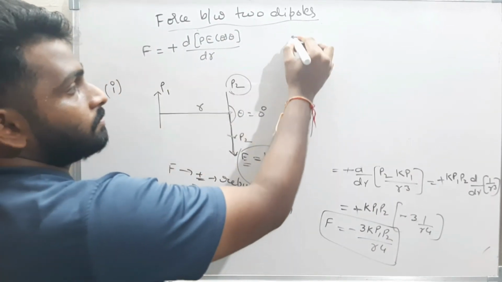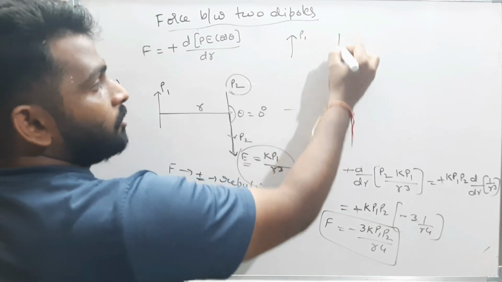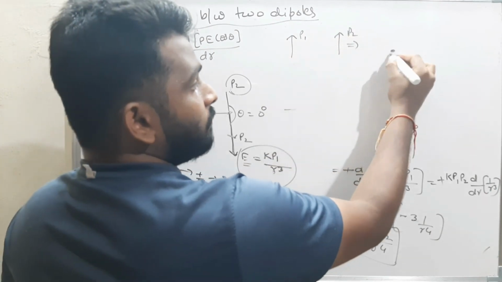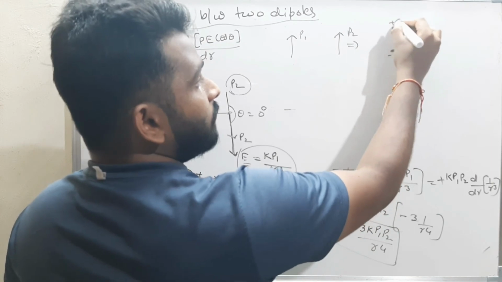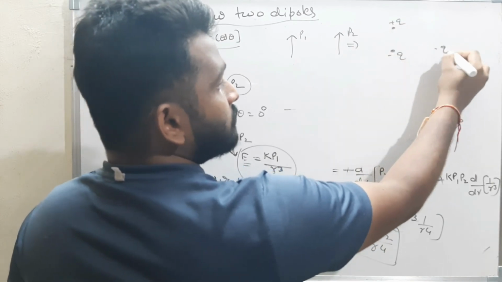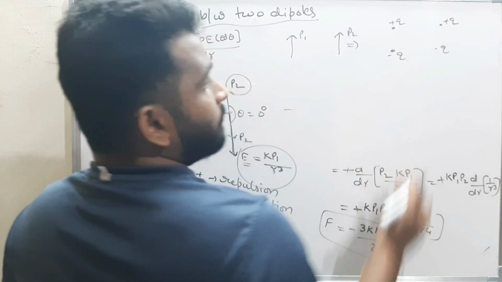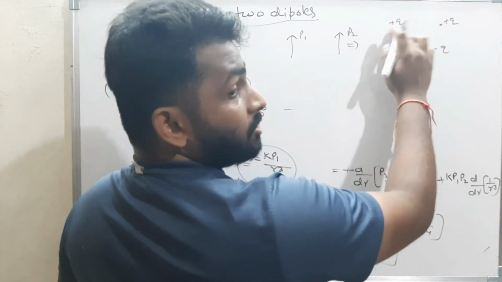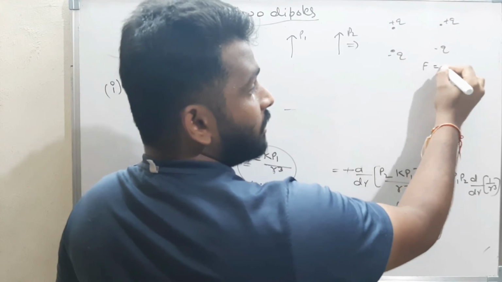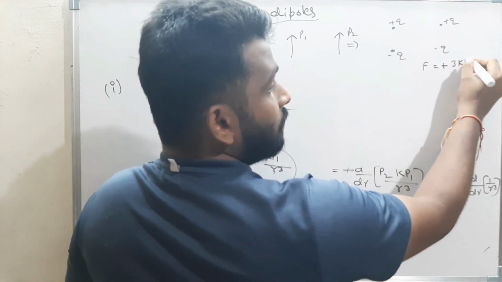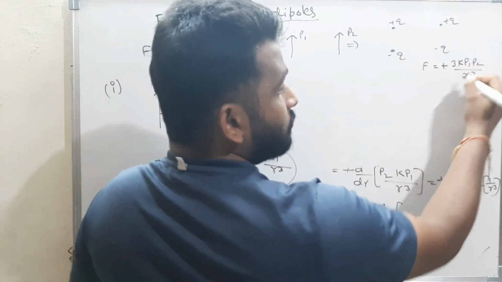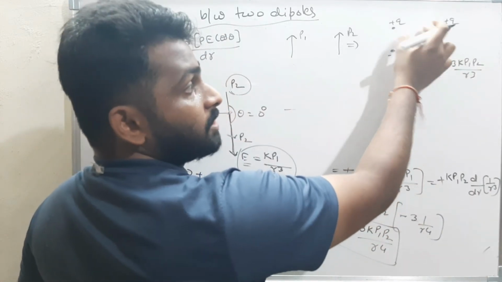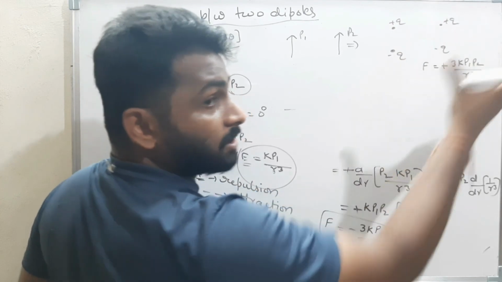P1 is upwards and P2 is also in the same direction. If this is the condition, now I can write this as minus q plus q, and here also minus q plus q. Minus q will repel, and this plus q also will repel. Therefore, the force is plus 3k P1 P2 by r to the power 4. Repulsion: minus will repel, plus will repel. Therefore, both the dipoles will repel each other.